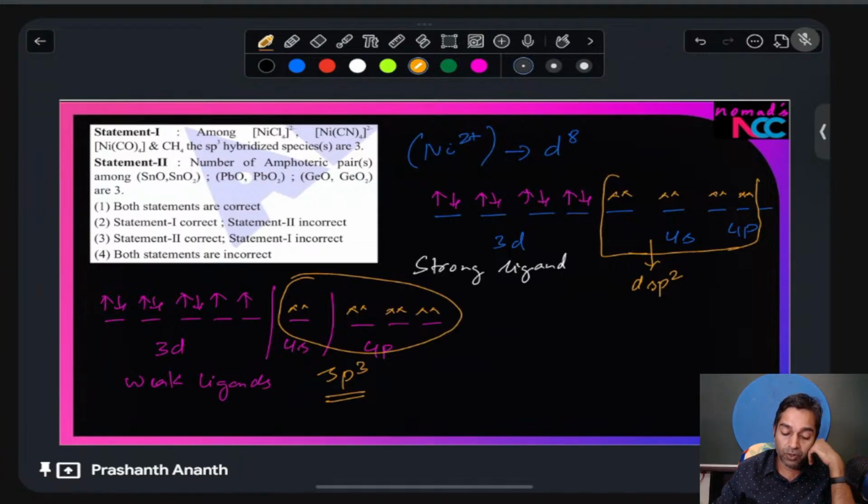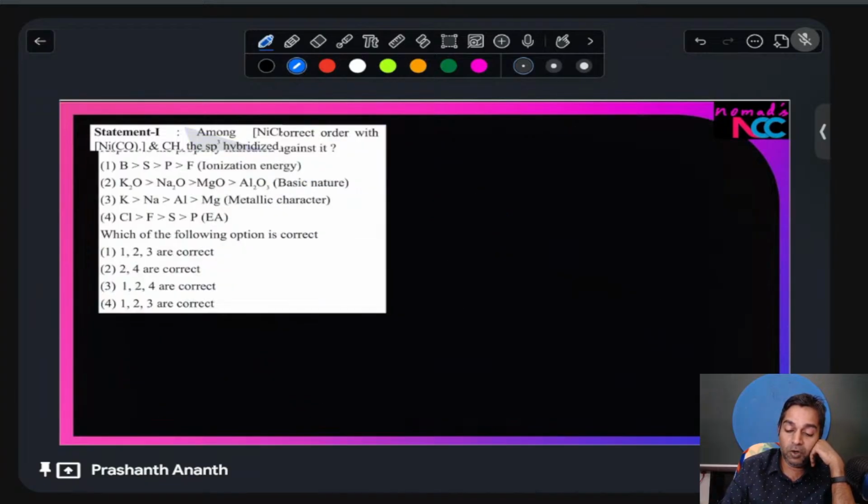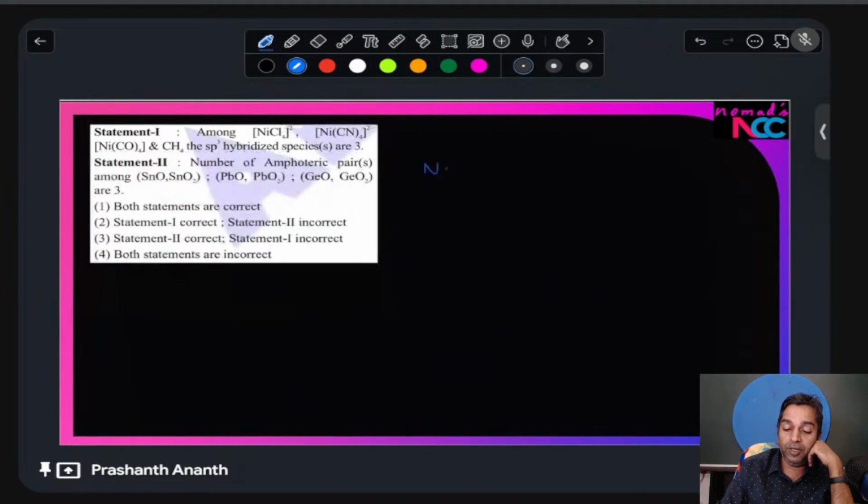So let's now have a look over here. Weak ligands, what are the examples for weak ligands? We'll have Cl minus, and that's basically it. And this is for d8 nickel 2 plus. If I was going to be having nickel in 0 oxidation state, this is going to be 4s2 3d8. So this is technically capable of forming coordinate covalent bonds only with strong ligands.